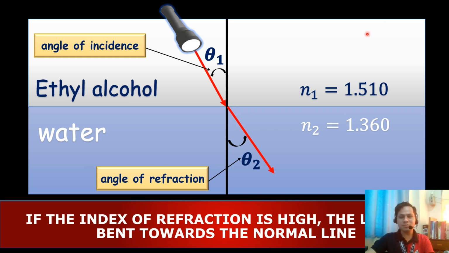Okay? Now, let's check. Water has a smaller index of refraction. Therefore, the speed of light in water is faster. Therefore, the angle should be bigger. So let's try to check. If the index of refraction is high, the light bends towards the normal line. So that is what you should look at, no? In this case, water has the lower value of index of refraction, so it should bend away. This other one has a larger value of index of refraction, so it should bend towards. But again, you only focus on the angle of refraction. Okay?